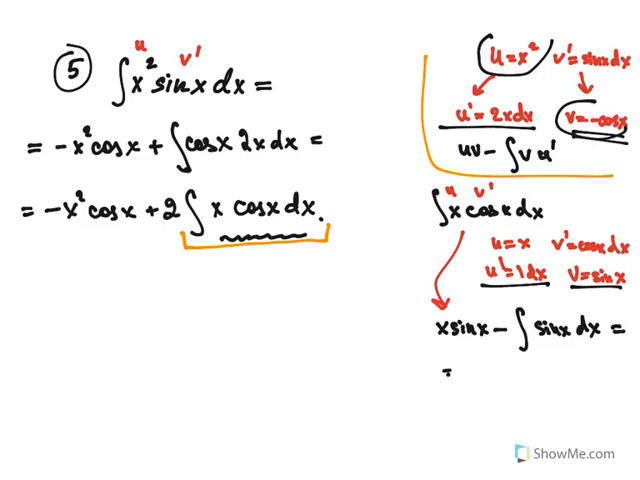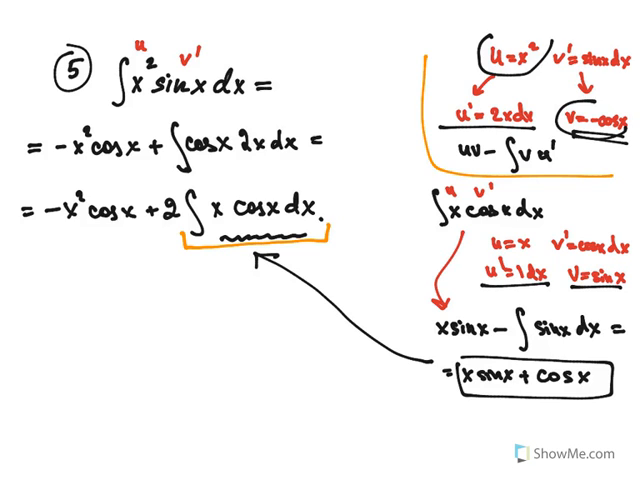Now that's easy to finish. It's x sine of x, and integral of sine is negative cosine. So that's what we got, and we're going to plug it into our expression here. So we get negative x squared cosine x plus 2, and we got x sine of x plus cosine of x. I can put plus c here. I mean, you can distribute the two now, or you can just leave it like this. It doesn't really matter.